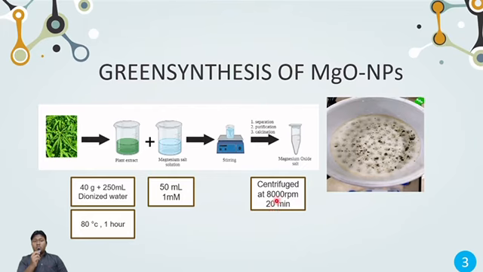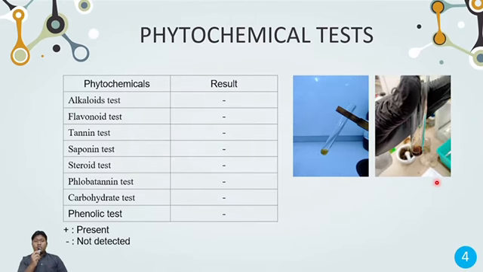The solution was centrifuged at 8,000 rpm for 20 minutes. Then the residue was washed with deionized water to remove excess magnesium nitrate. Then it was dried in the oven at 70 degrees for 2 hours. This process was repeated to get more yield of product. Besides that, the extraction was subjected to several phytochemical tests to detect the presence of phytochemicals.